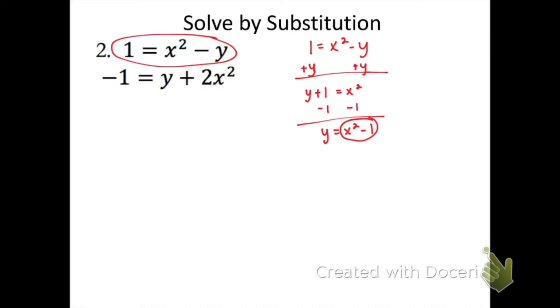Now I'm going to take what y equals, which is x² - 1, and I'm going to plug it into the other equation for y. So let me write my second equation now, but I'm going to plug x² - 1 in for y.